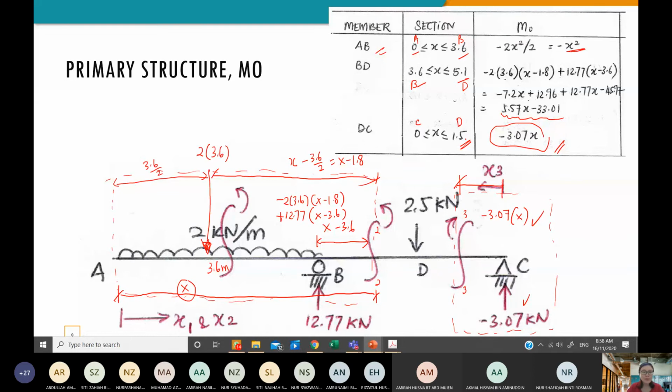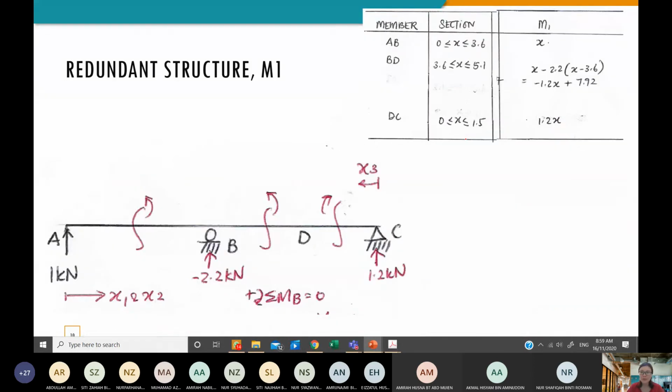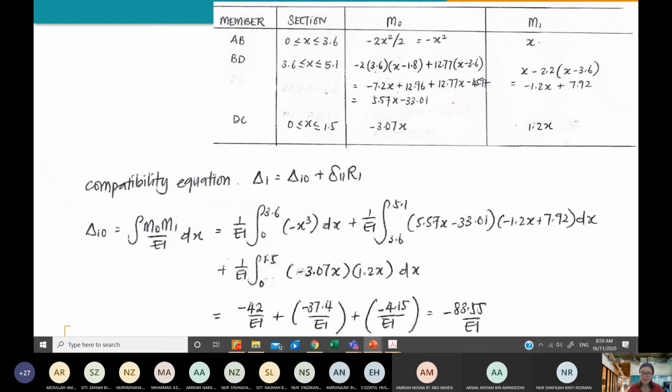So let's have a look at M1, but I'm not going to do this for you. You can have a look. Again, we are going to cut this. Make sure the section is the same, and the moments are just taken from this M1. Once you have this M0 and M1 done, you can put it in this equation.